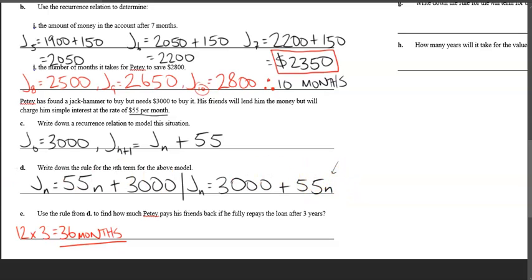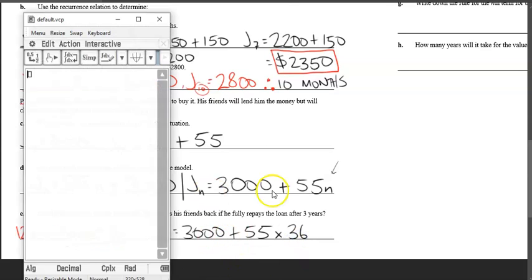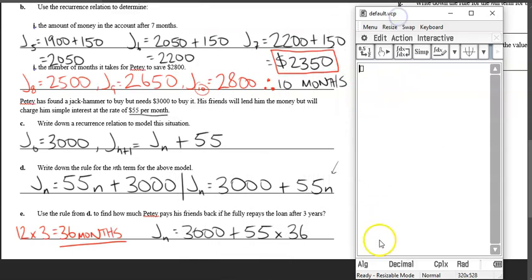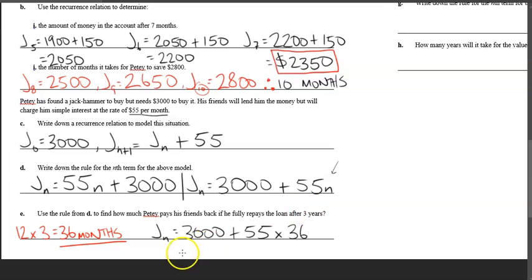or the n value. So for 36, J of n is just going to equal, I'm going to use this format here, I'm so used to this one, 3,000 plus 55 times 36. And when we plug this into our calculator, we'll move to the side here, all we need to do is 3,000 plus, now I always just put this in brackets just as a formality, it's $4,980.